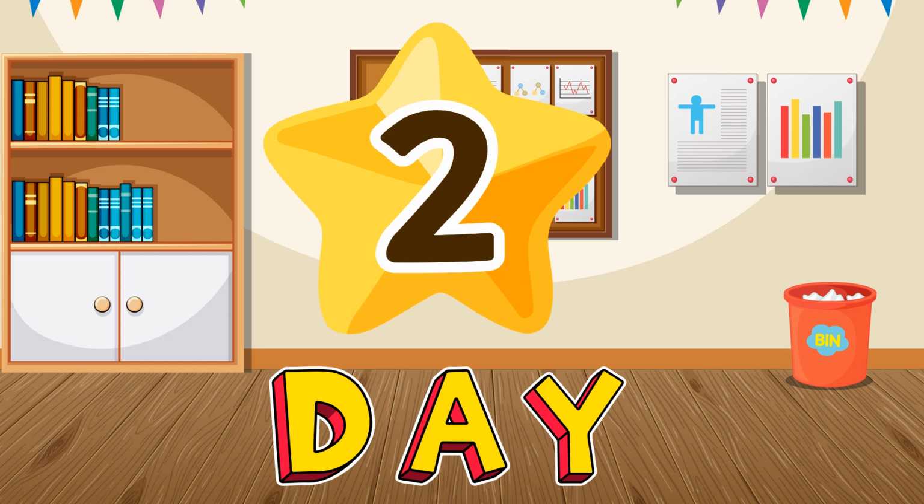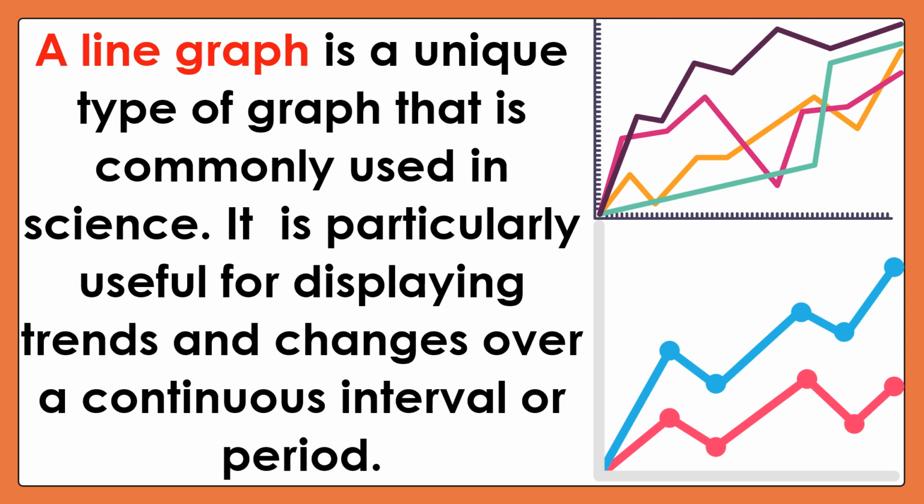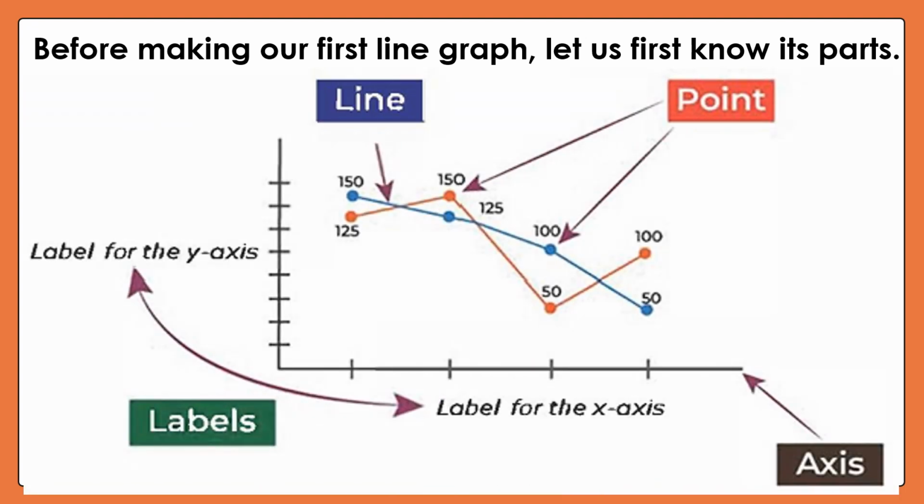Day 2. A line graph is a unique type of graph that is commonly used in science. It is particularly useful for displaying trends and changes over a continuous interval or period. Before making our first line graph, let us first know its parts. Let's have them one by one.